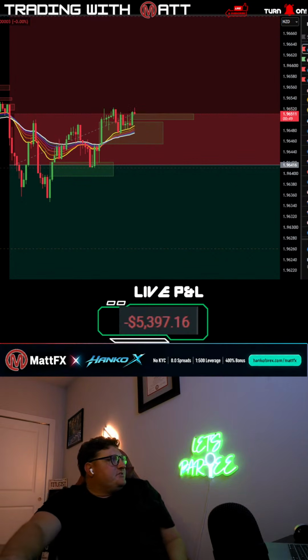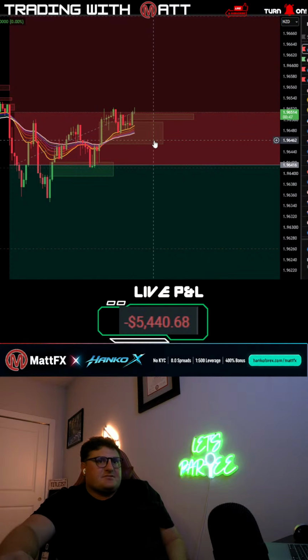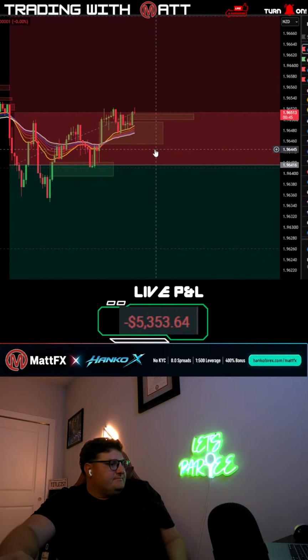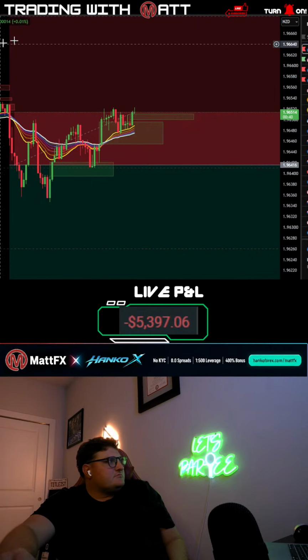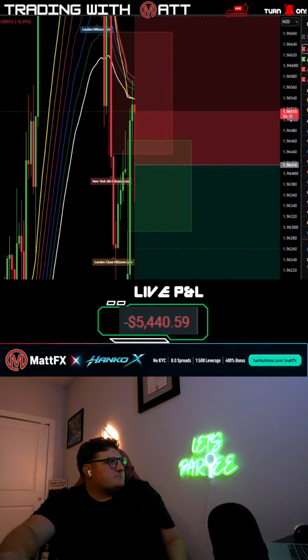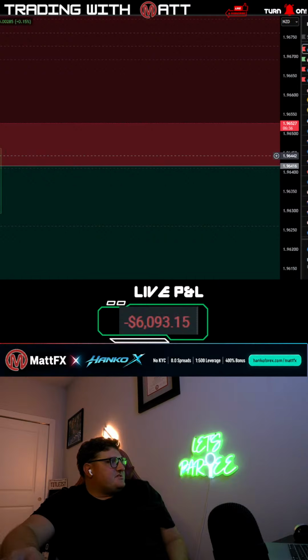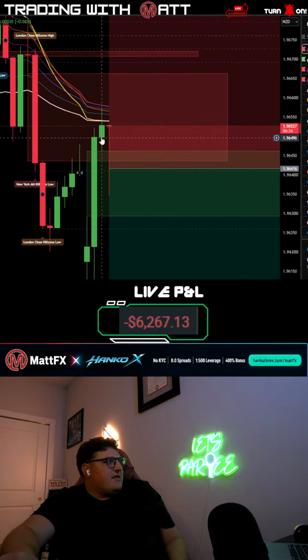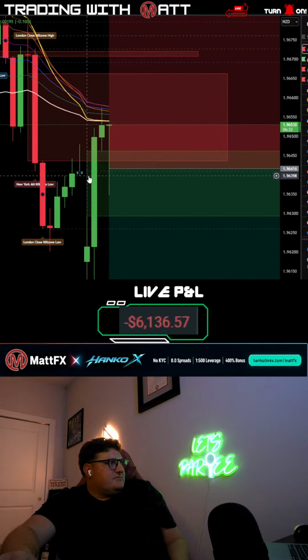So we're going to see what the new candle does, but I may stack another position here. Just want this to stay red, not that. Even if it closes like this, it's most likely going to retrace its wick.